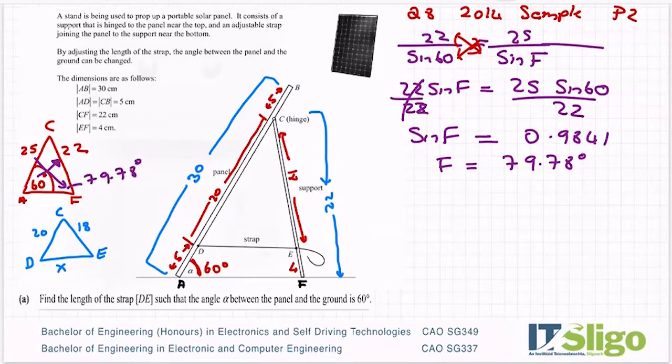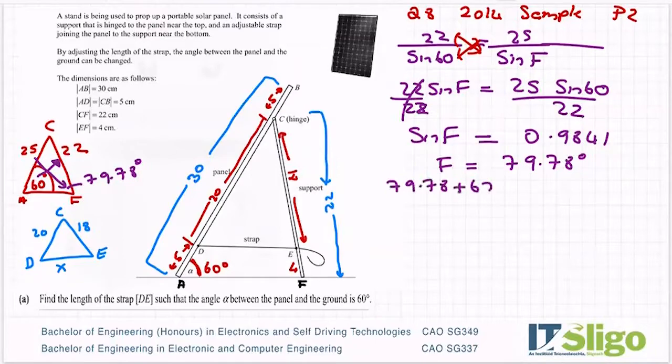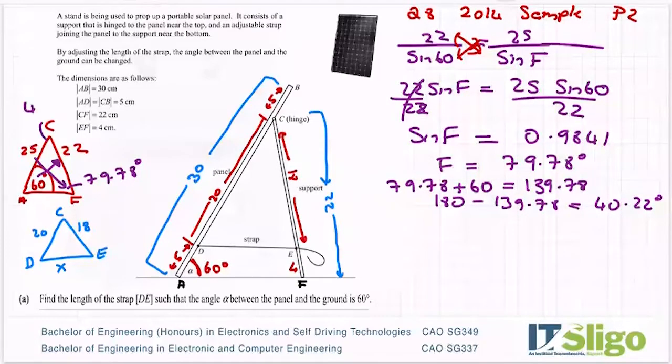No big deal because we know angles in a triangle add up to 180. So if I add on the 60 degrees that's here and subtract from 180, won't I then find the angle that's up there at C? So what I'm doing is 79.78 plus the 60 is 139.78. And let's subtract him away from 180. And I've got 40.22 degrees. And of course, that's the angle that is also down in the small one.